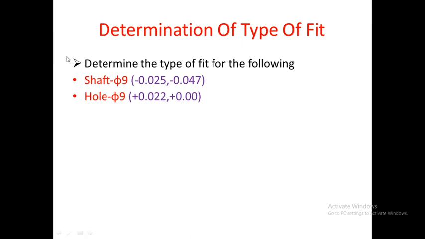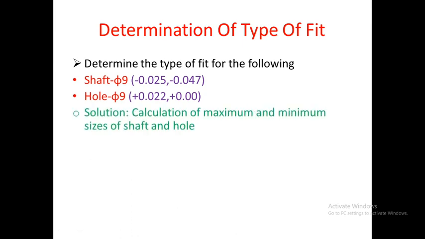Now the tolerance for the shaft is given as minus 0.025, minus 0.047. Since both the values are negative, the system of tolerance used is unilateral tolerance. Whereas for the hole, the upper limit is 0.022, whereas the lower limit is 0.00. Here also both the limits are positive and lying on one side, so here also we have used the unilateral system of tolerance. So basically in this sum, the unilateral system of tolerance has been used for both the shaft and the hole. But in this sum we have to determine the type of fit. Now we will proceed with the solution.